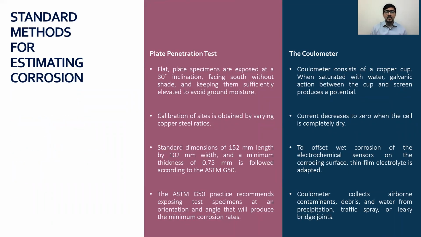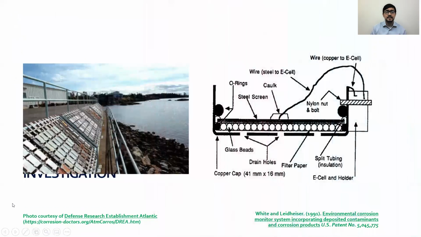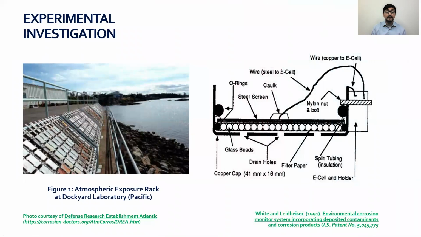Now we will see how corrosivity can be determined using the standard testing methods. For the plate penetration test, plate specimens of specific dimensions are placed at an inclination while keeping them elevated from the ground surface, as we can see in figure 1. As we know that copper content between 0.21 to 0.3% have little effect on thickness loss data of structural metals, that is why variation of copper steel ratio is used to determine the relative severity of the exposure test sites for plate penetration tests.